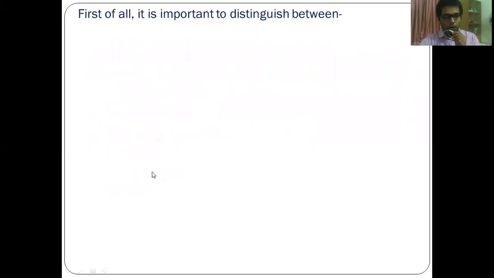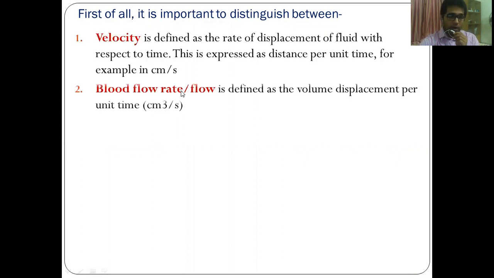So first of all, it is important to distinguish between velocity and the blood flow rate or blood flow. Velocity is defined as the rate of displacement of fluid with respect to time. This is expressed as distance per unit time, for example, in centimeter per second. Whereas blood flow rate or blood flow is defined as the volume displacement per unit time, that is expressed in centimeter cube per second.